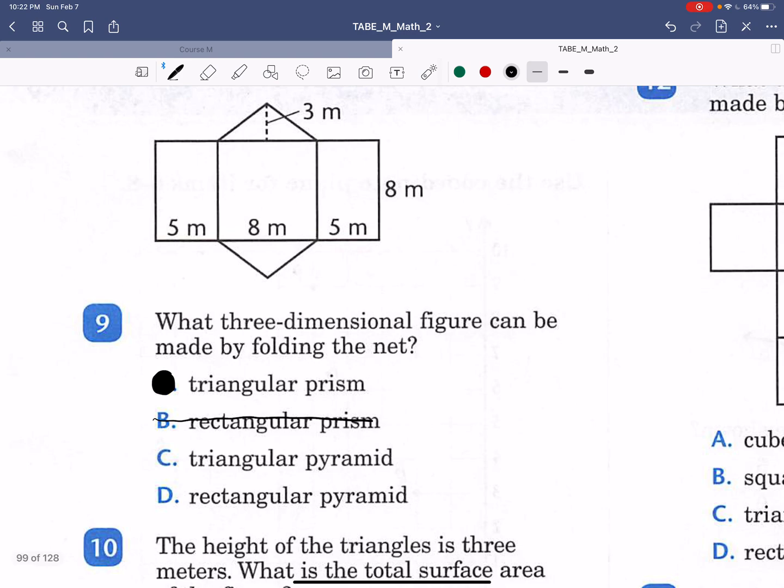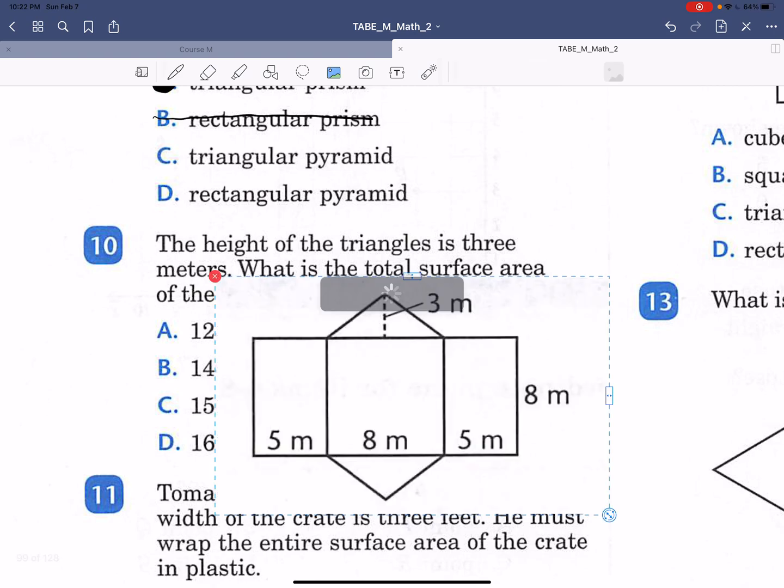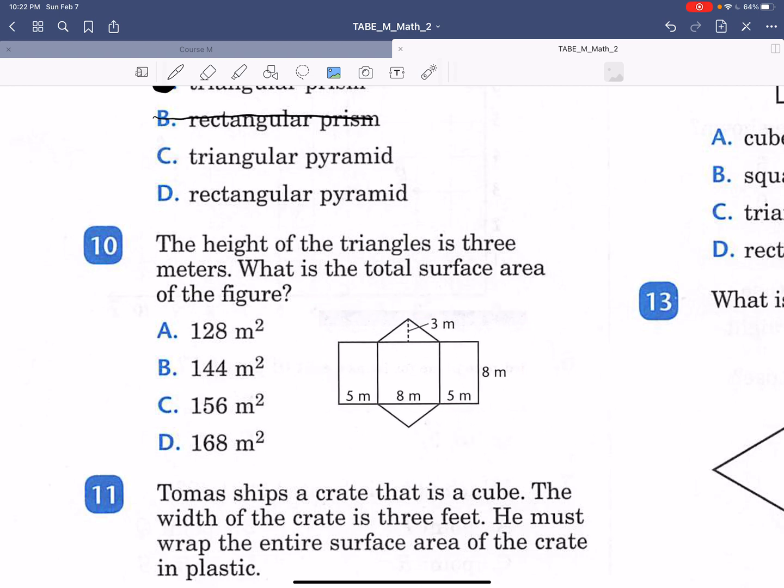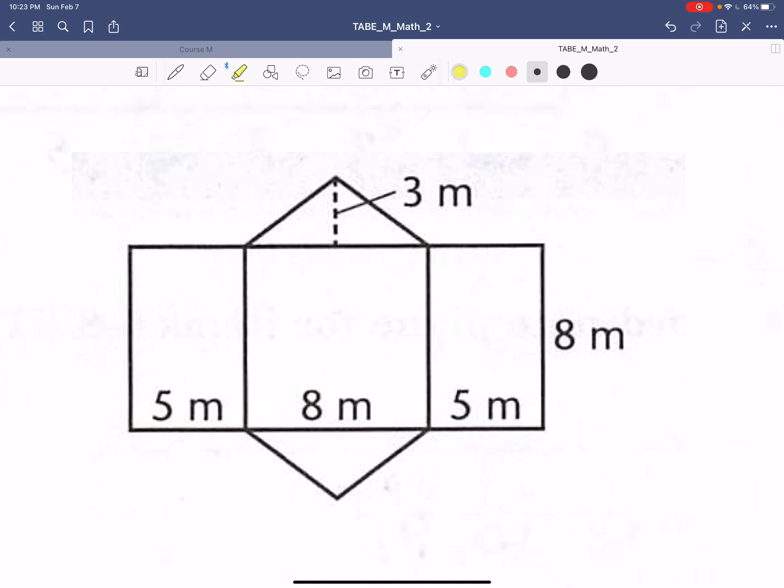Number 10. The height of the triangle is 3 meters. What is the total surface area of the figure? So let's zoom in here and really focus on our picture. We have 2 of our triangles. We have, be careful, a 5 by 8 rectangle. And here's another one. We have 2 of those. And then we have this square, an 8 by 8 square in the middle. So I need to calculate these areas and add them together. And I'm going to try to squeeze them in right here. This one I know I can.